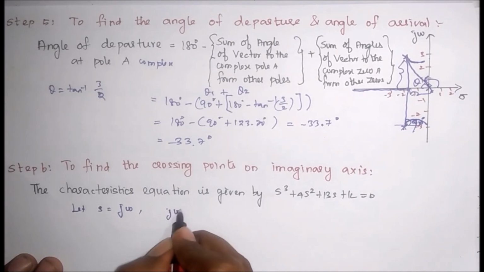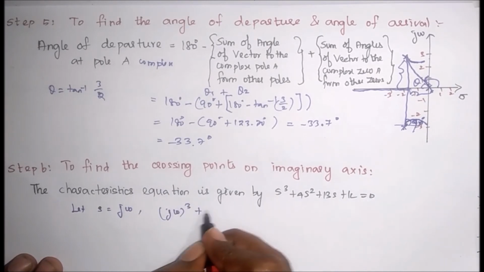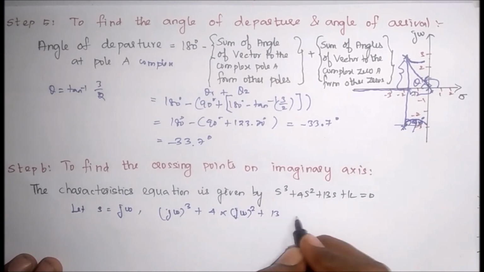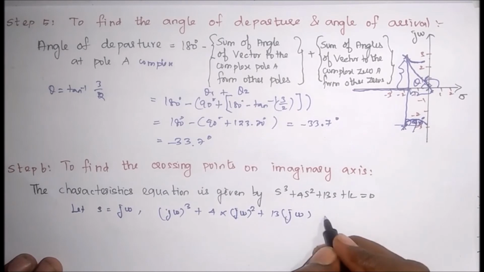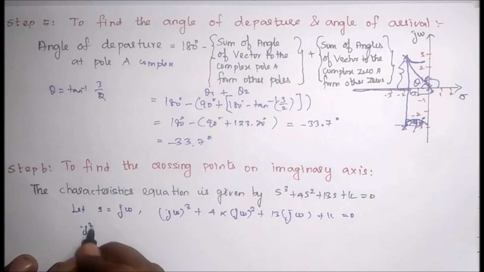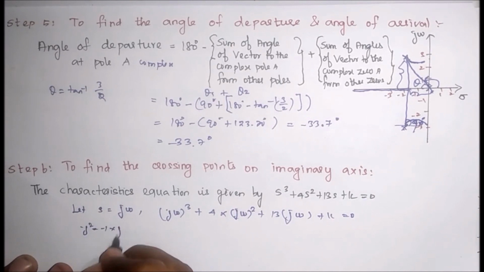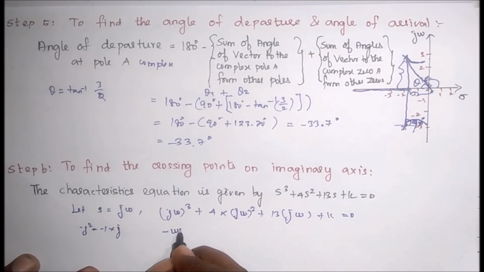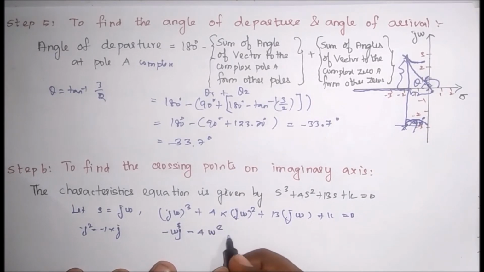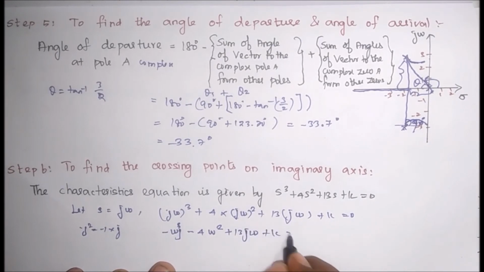So from this equation, (j omega)^3 plus 4 (j omega)^2 plus 13 j omega plus K equal to 0. Now we know already j squared equals minus 1, so here minus omega cubed j, here minus 4 omega squared, plus 13 j omega, plus K equal to 0.